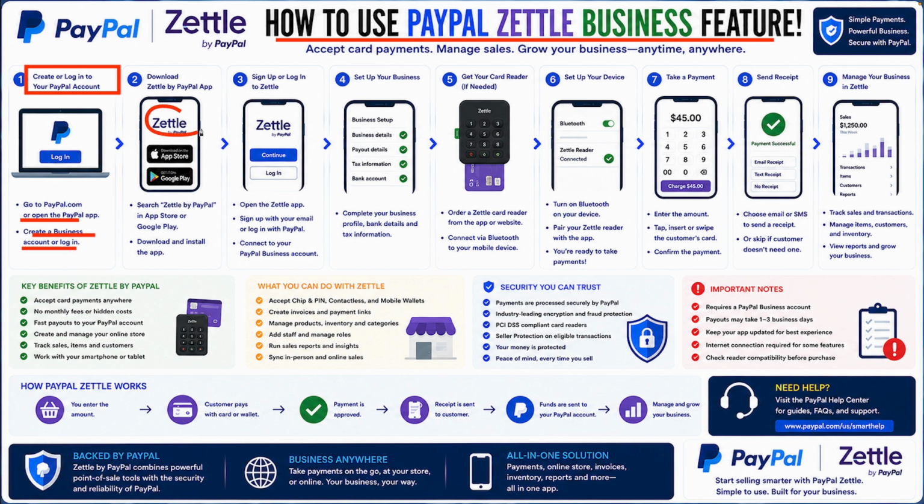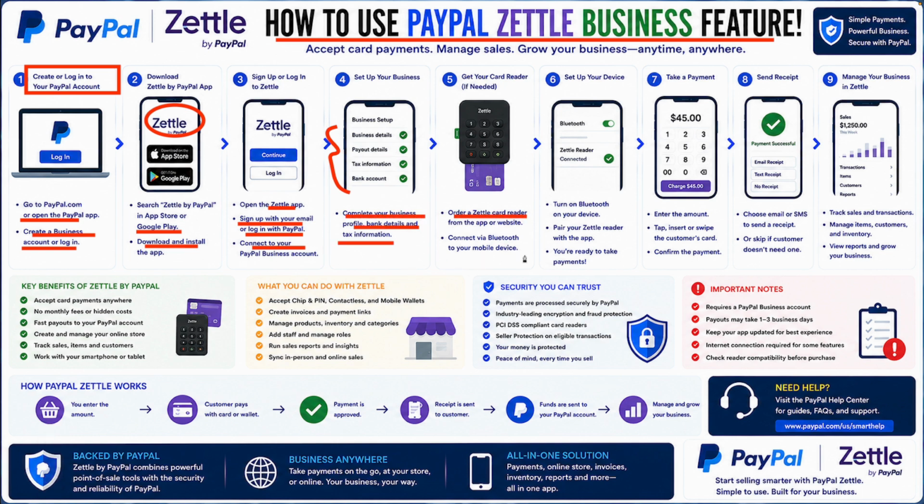Once you've done that, you want to simply go ahead and look for the application Zettle by PayPal on your App Store or Play Store and simply download and install it. Open the app and sign up with your email or log in with your PayPal and connect to your PayPal business account. Once you've done that, you want to simply complete your business profile, bank details, and tax information.